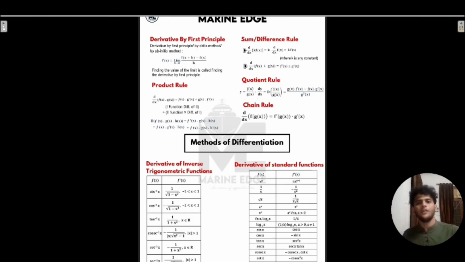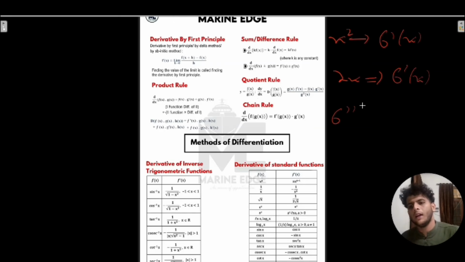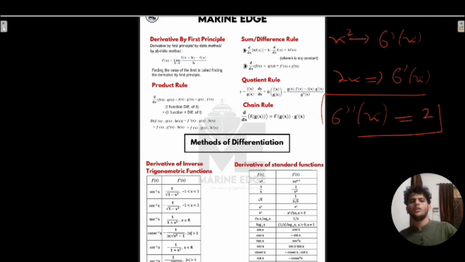Derivability by the first principle, that is the first derivative. Say that I have a function x square and I want to calculate the first derivative, which is given by f dash x. So this will be 2x. Yes, f dash x will be equal to 2x. Yes, and f double dash x, that is now I'm differentiating this function once again. So I'll get 2. That is f double dash is equal to 2.